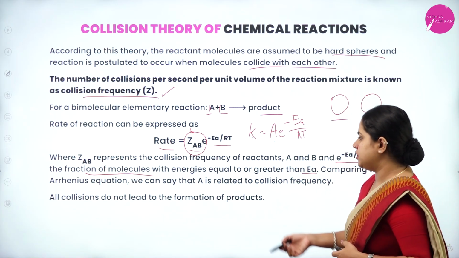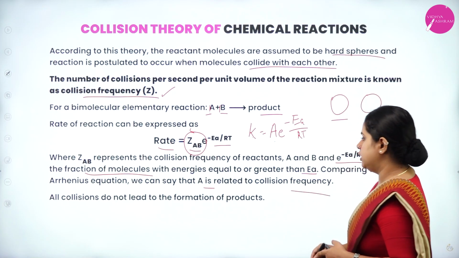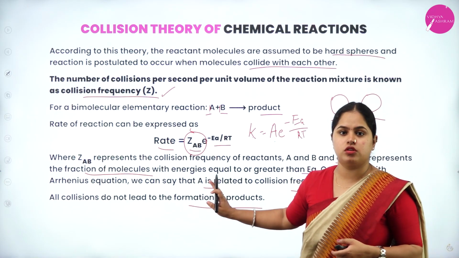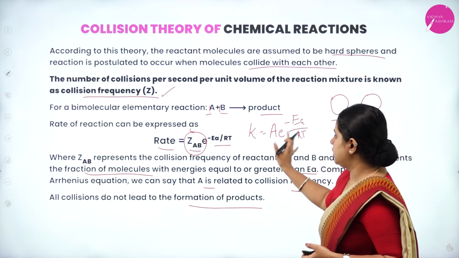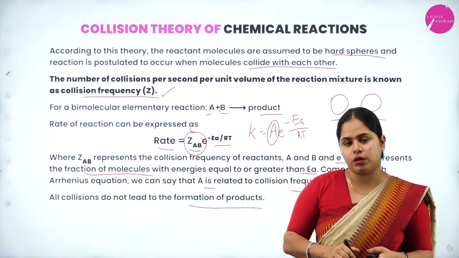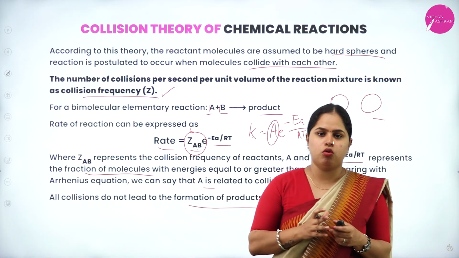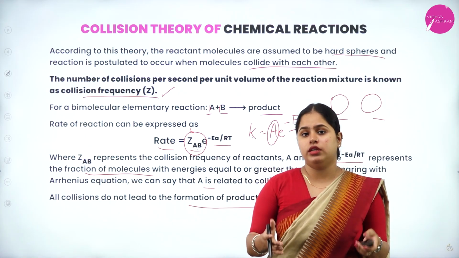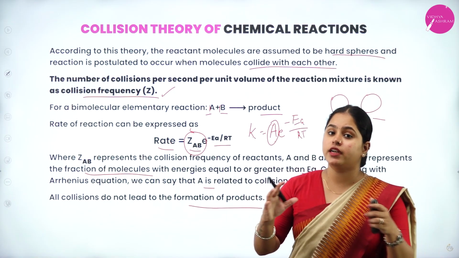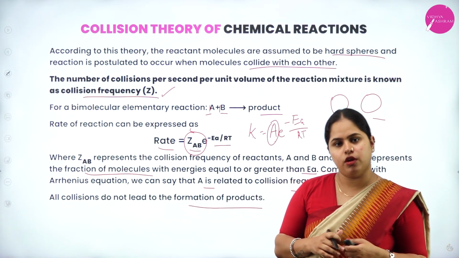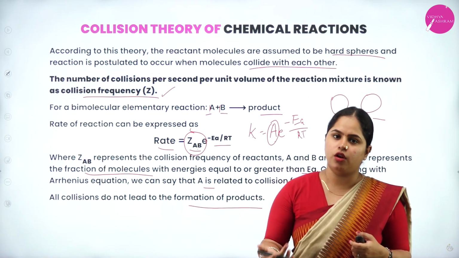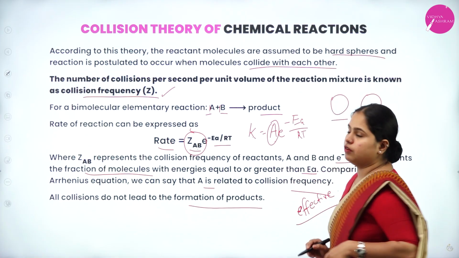Comparing with the Arrhenius equation, we can say that A is related to the collision frequency, and all collisions do not lead to the formation of products. This is also very important. So by just comparing these two equations, we can say A is Z_AB in this particular equation. And what is important to remember, just now I told you that reactants will undergo collision and form products, but not all collisions will form products. Only effective collisions will form products, right?